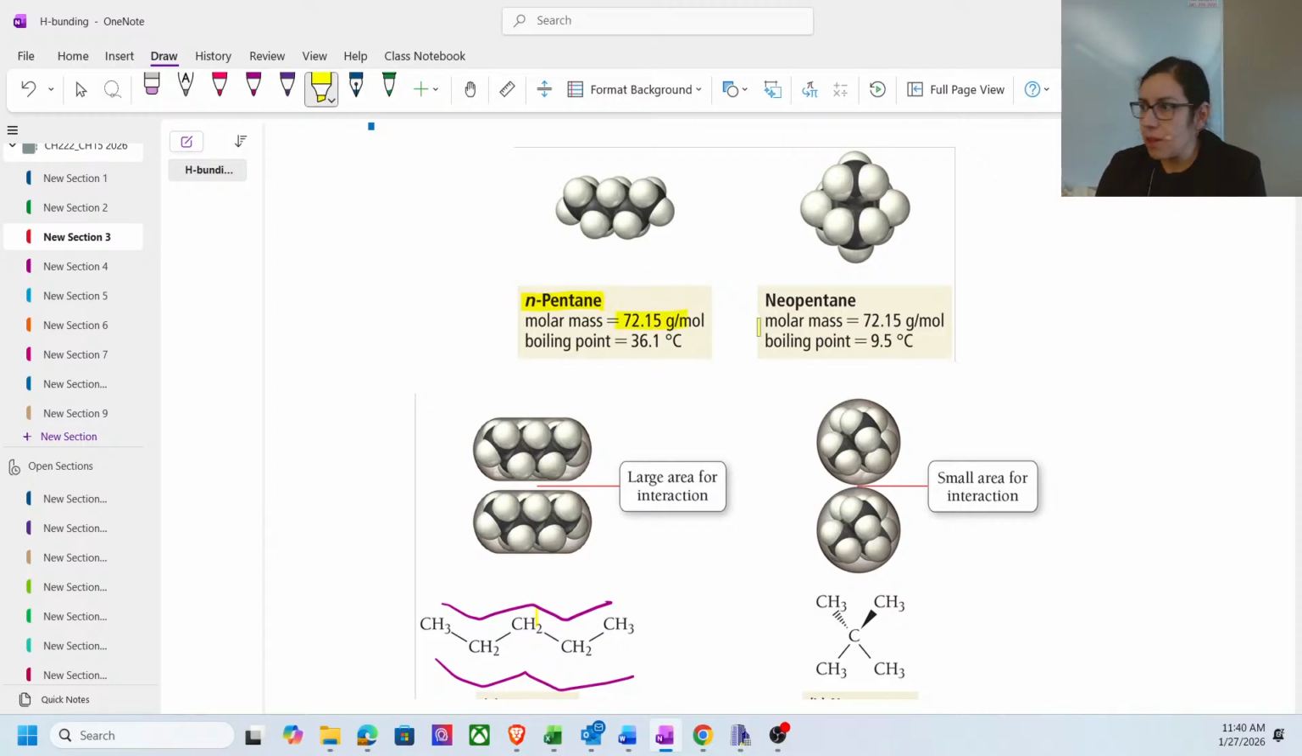So again, we expect them to have a similar mass. So the mass is not the confounding difference. So same formula, same mass, but the difference in boiling point is all attributed to structure. So 36 degrees Celsius versus 9.5 there.